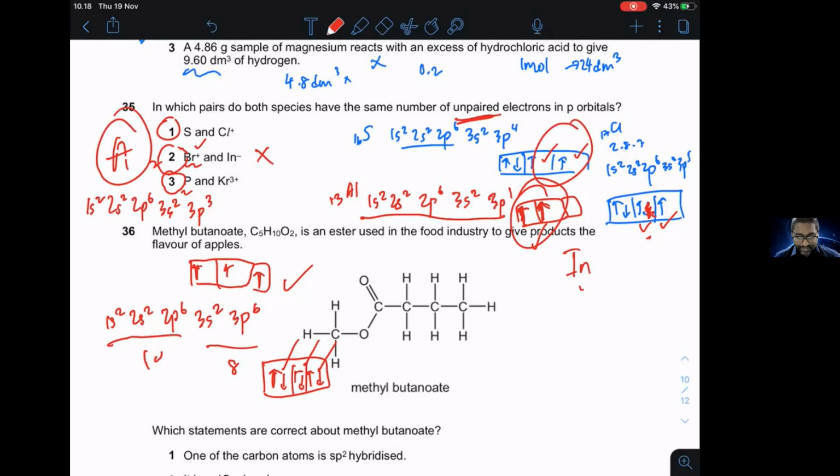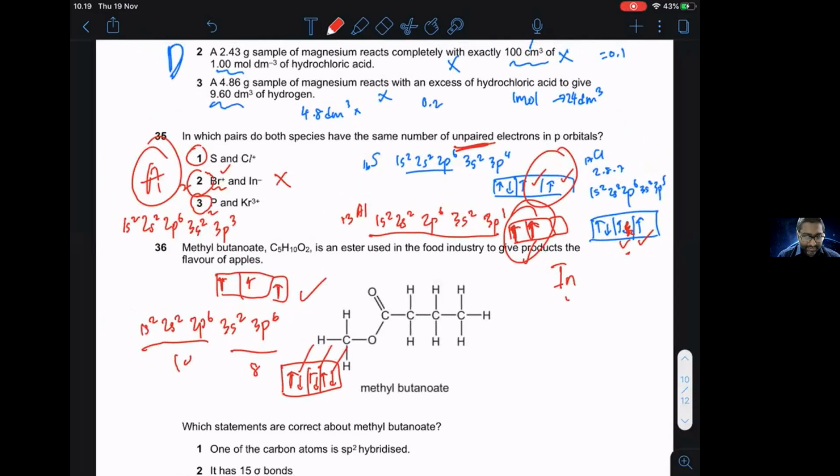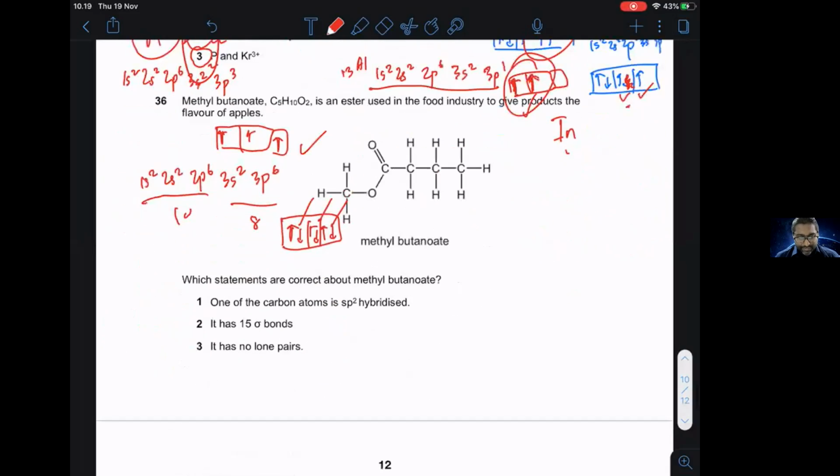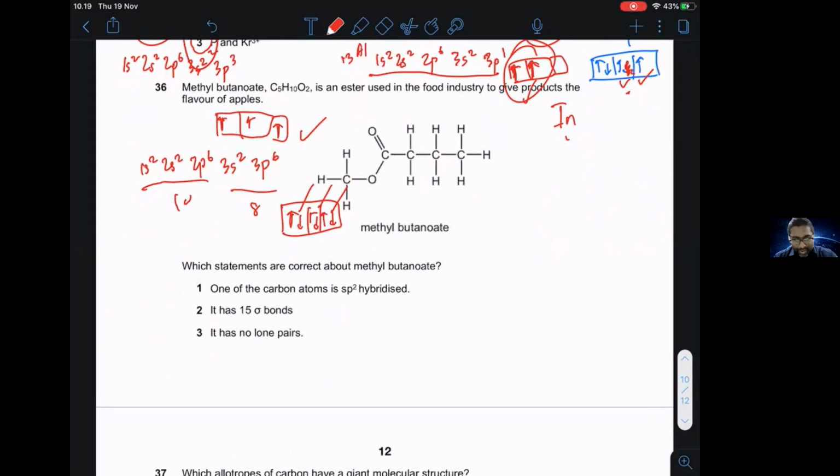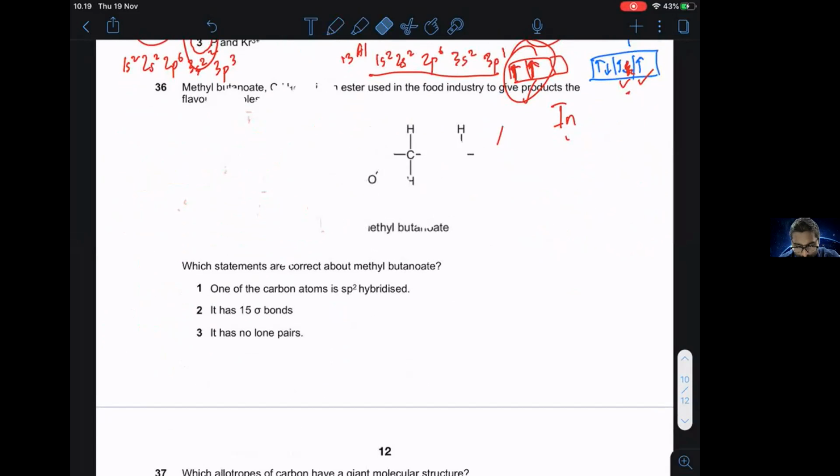Okay, next question. If you want to discuss this one further, I will discuss further. Now 36. You have this methyl butanoate, an ester. Which statement is correct about this methyl butanoate? Here it has no lone pair? It has lone pair, that's lone pair. So this one is wrong.